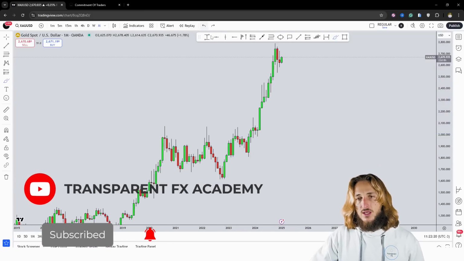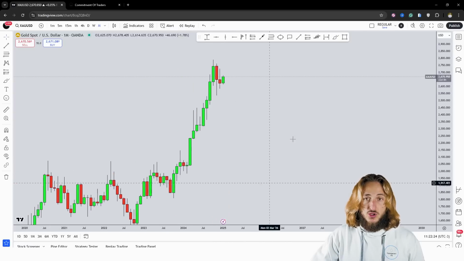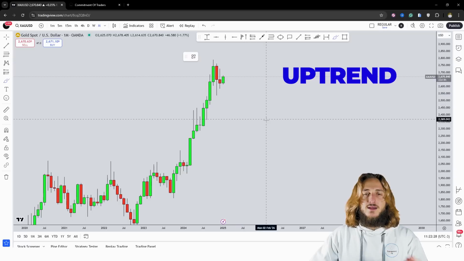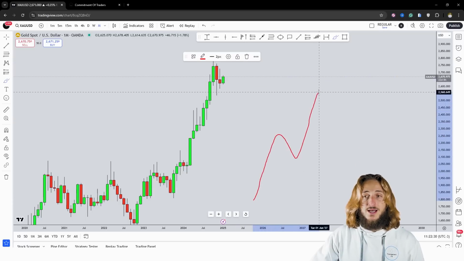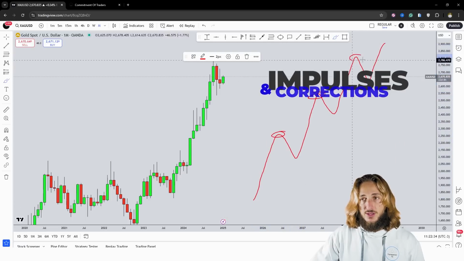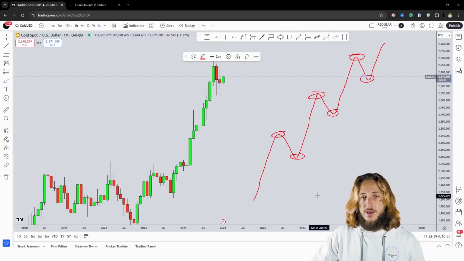Now, if we look even more closely, we can notice how what we just got is the creation of the start of an uptrend. Now, in an ideal uptrend, you want to see a series of impulses and corrections in which every time the market is creating higher highs and at the same time it is also creating higher lows.